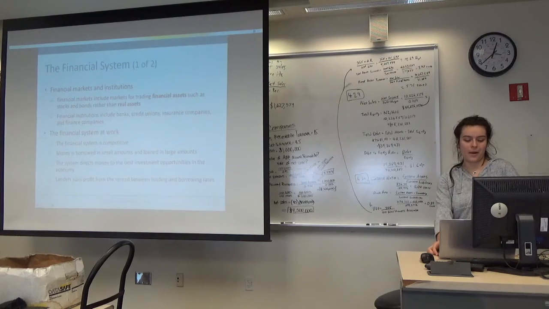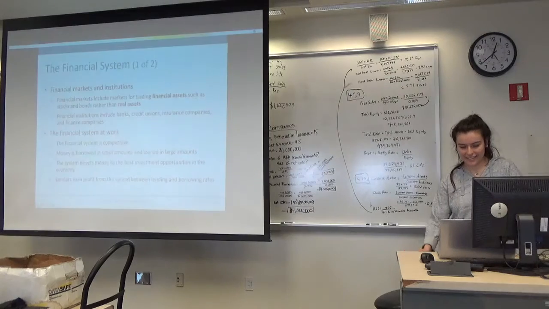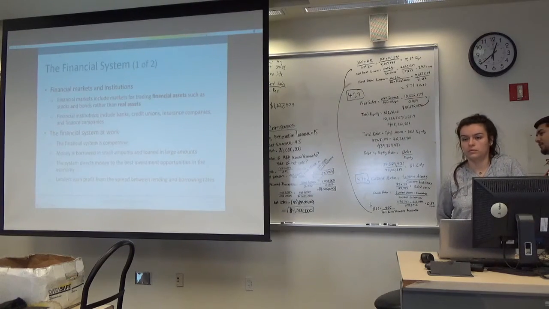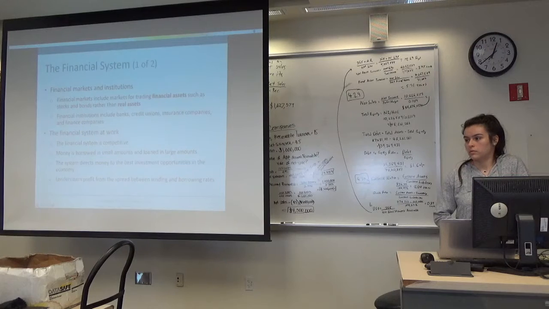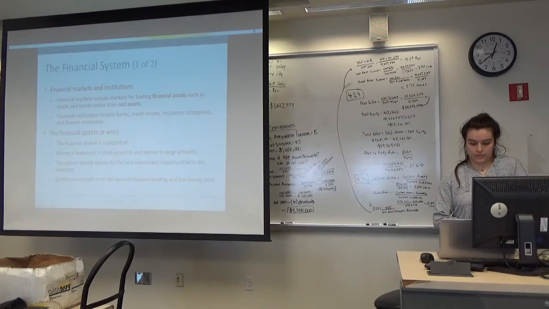So with describing the financial system, it's made up of financial assets to be traded, like stocks and bonds. And then in terms of the financial institutions, there are examples like banks, credit unions, insurance companies, and finance companies. The financial system is pretty competitive because only small amounts of money are borrowed but loaned in large amounts. And basically the financial system directs money all around.